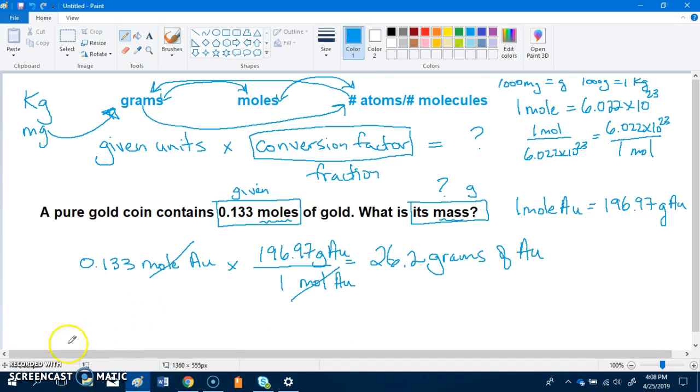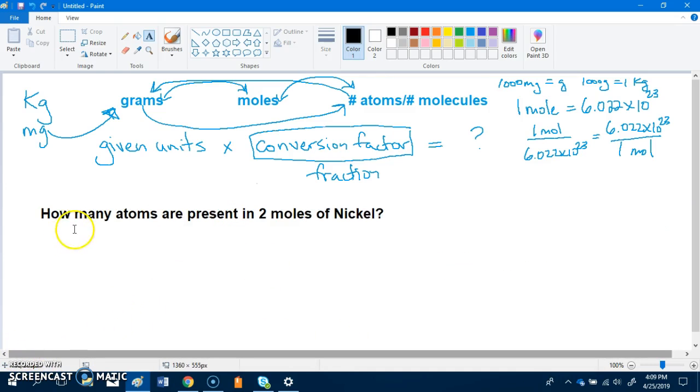Let's look at another example. Our next example is how many atoms are present in 2 moles of nickel. This is our given, 2 moles, and we're trying to find the number of atoms. So we're going from moles this time to number of atoms, and you can see that it's just going to be one conversion factor to get us there.